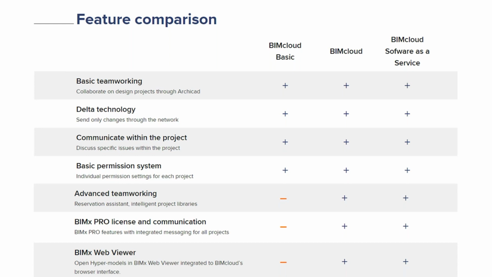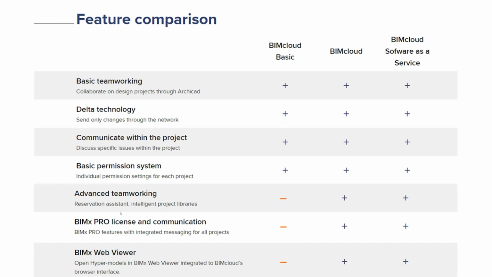The basic Teamwork function to do collaboration; Delta technology, which sends only the changes, providing a seamless working experience; communication within the project, which refers to the use of the messaging function in Teamwork; and the basic permission system. Not saying that these four features are not good enough for collaboration, but BIMCloud and BIMCloud as a Service have more features that enhance the collaboration, starting with advanced Teamwork with reservation assistant and intelligent project libraries.